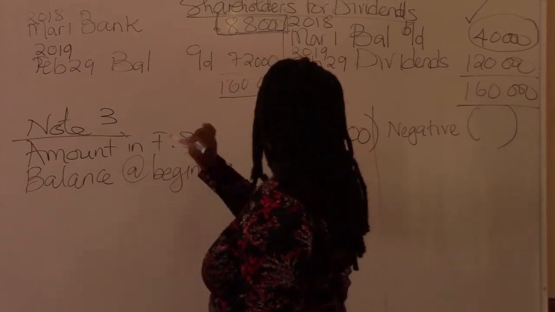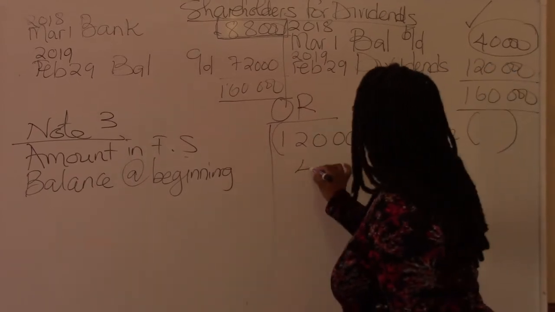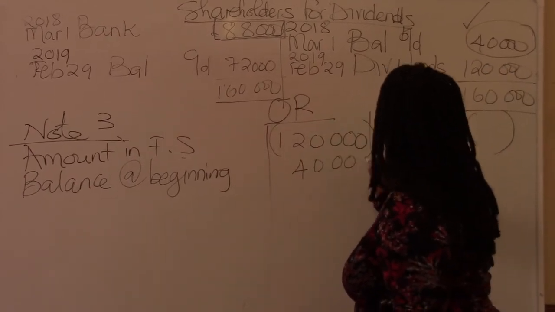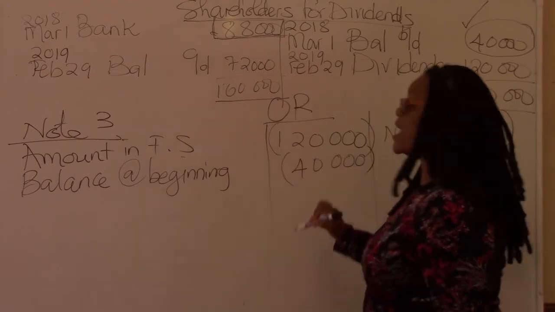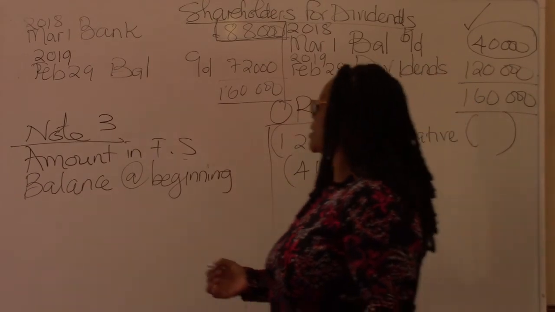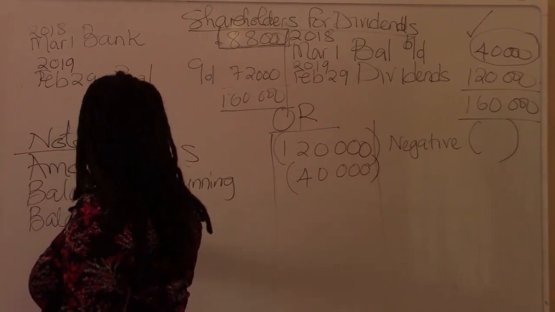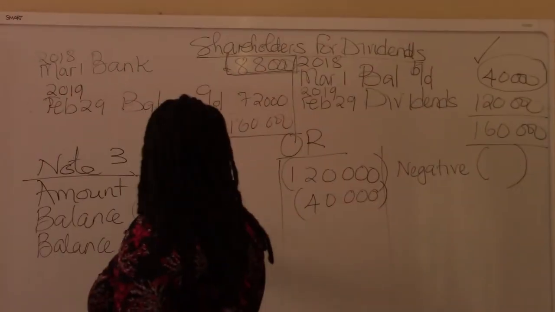Balance at beginning of how much? The 40,000. We have our 40,000 there, and again it should be a negative because this amount is going to be paid. And then the last thing is balance at end.